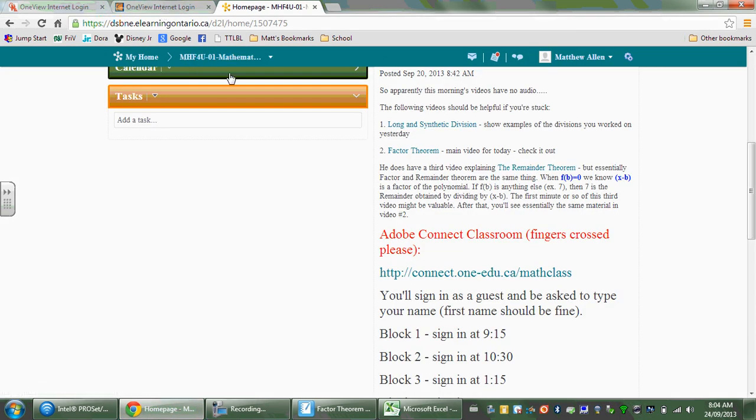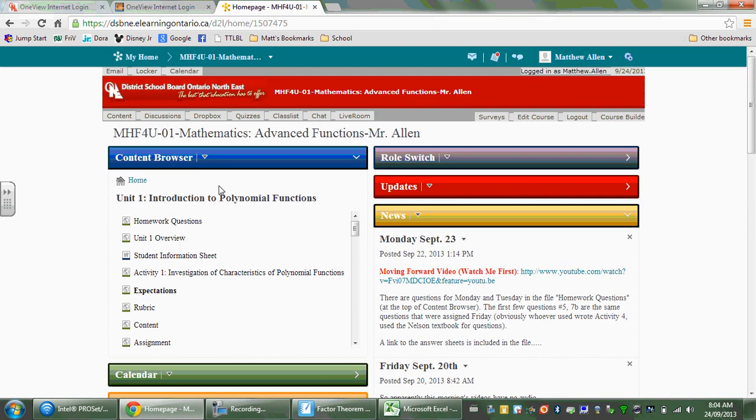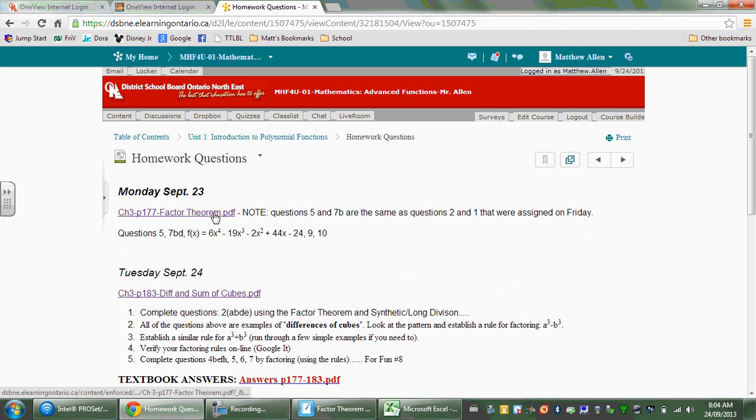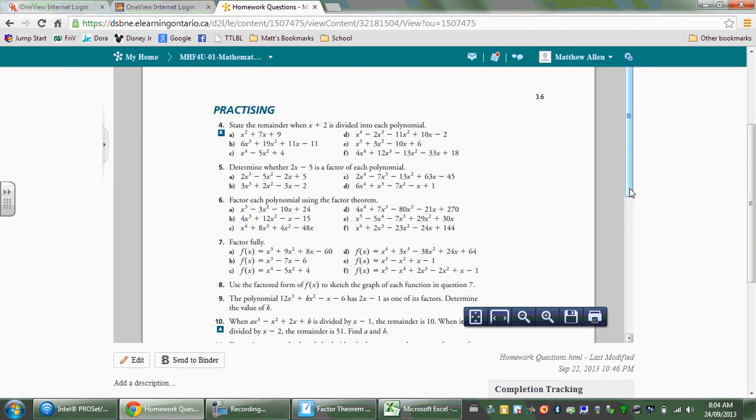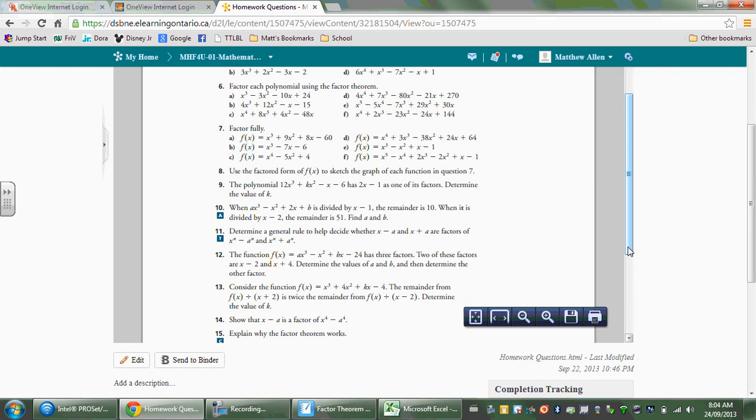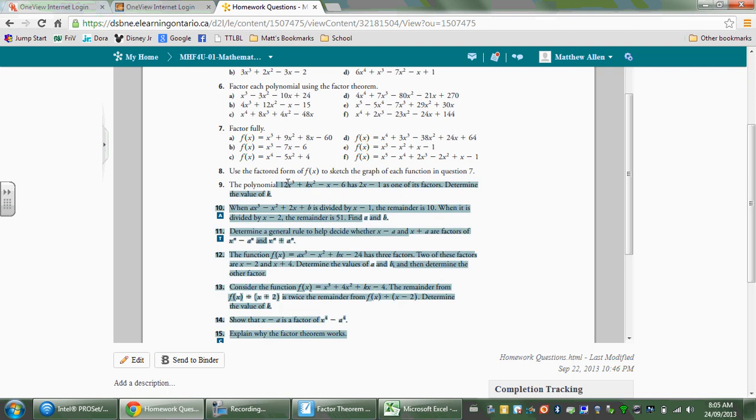Somebody asked me a question about some of the tougher ones, 9 and 10 specifically. Take a quick peek at them. Obviously those types of questions are tougher for a reason, but I can maybe give you a quick hint. When I look at them, they're actually pretty similar if I remember. The polynomial 12x cubed plus kx squared minus x minus 6 has 2x minus 1 as one of its factors.